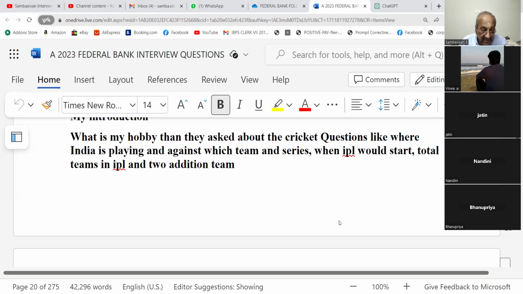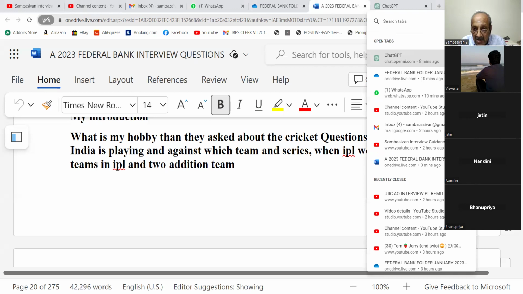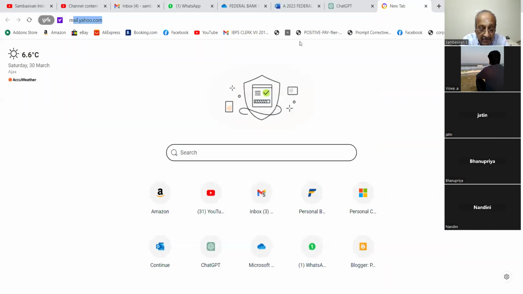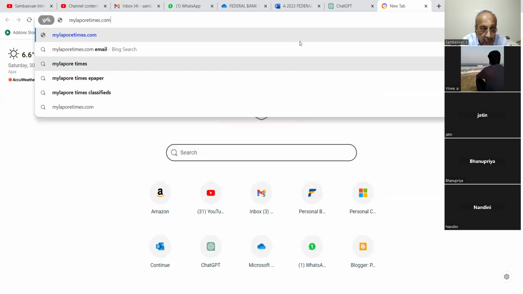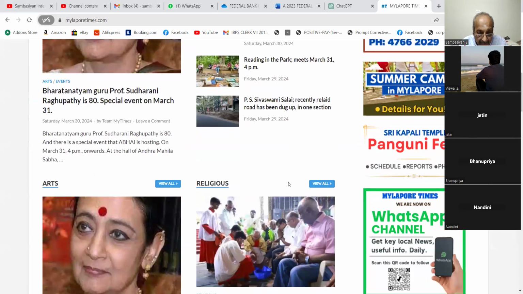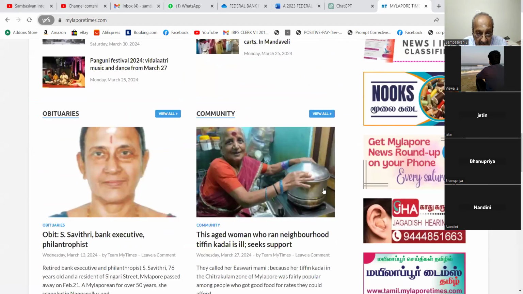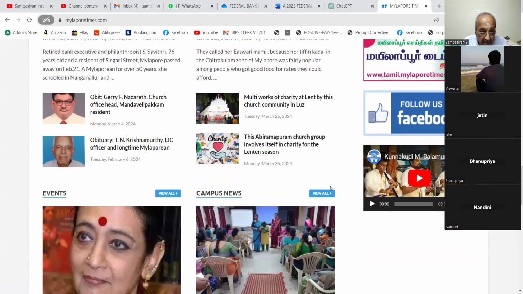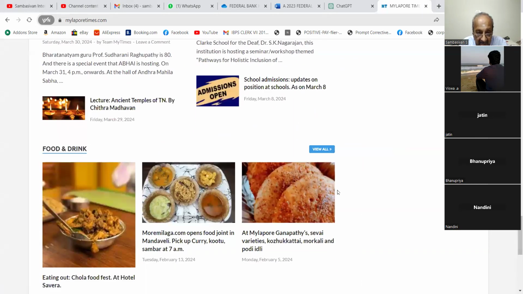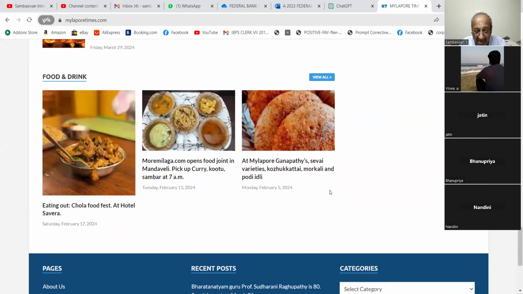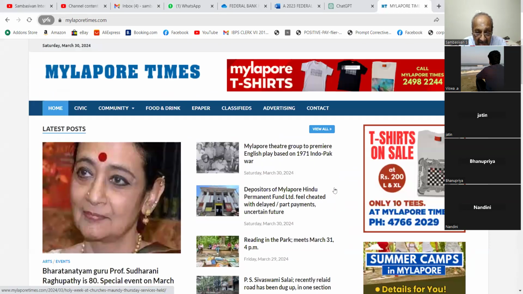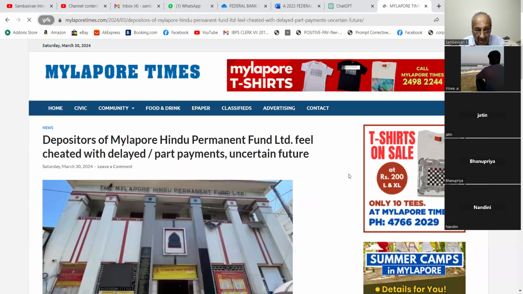Talking about this, just today, I was going through a material in a local newspaper known as Mylapore Times. I think in every area you have such a newspaper, which gives the important news about that place. In this Mylapore Times, it is telling about a very peculiar situation in a fund, Mylapore Permanent Fund, which was started in the year 1872. Can you imagine how many years? 150 years. This is the one: depositors of Mylapore Hindu Permanent Fund Limited feel cheated with delayed or part payments or uncertain future.